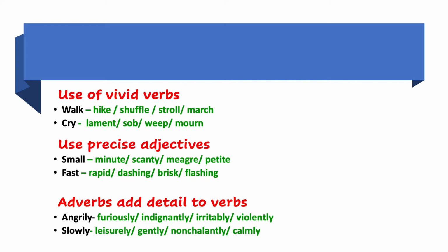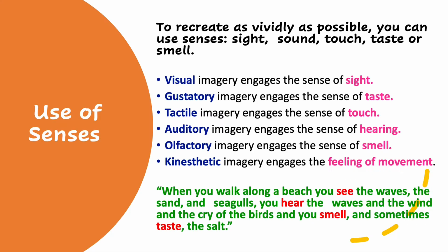For example, angrily and slowly are vague adverbs. You need to choose the correct one according to the intensity of the action related to the adverb. You can use senses, sight, sound, touch, taste, or smell to recreate as vividly as possible.